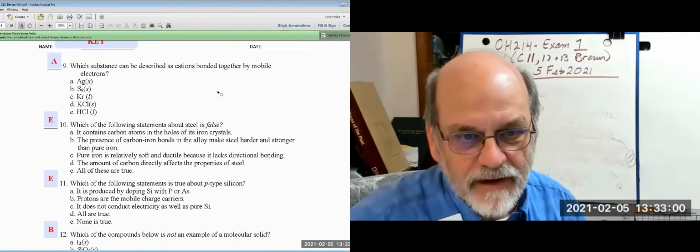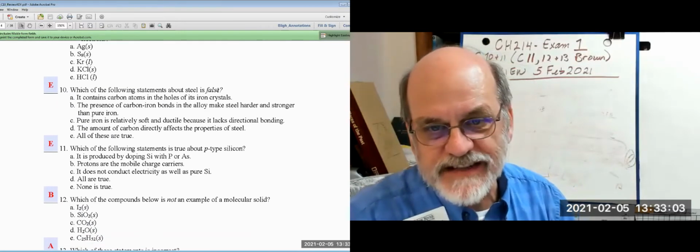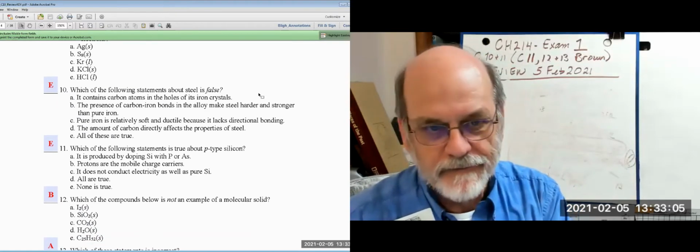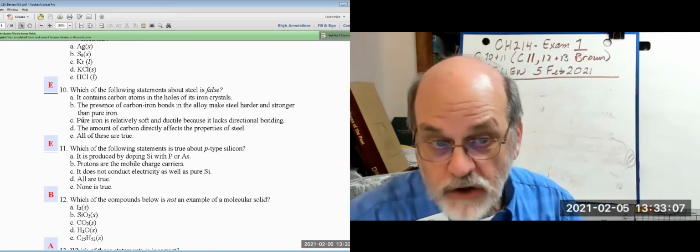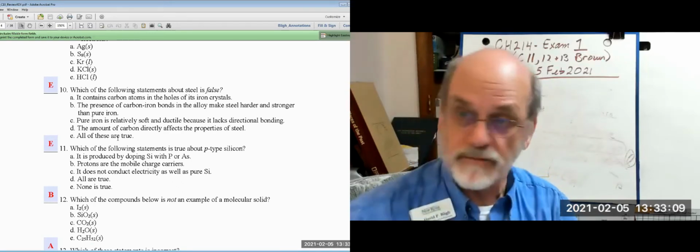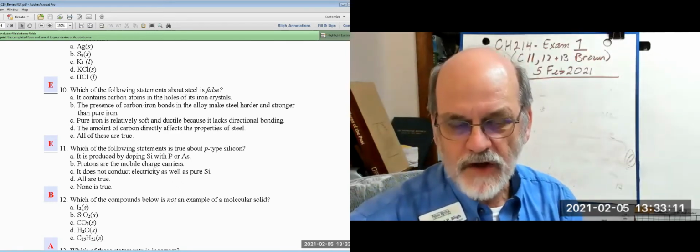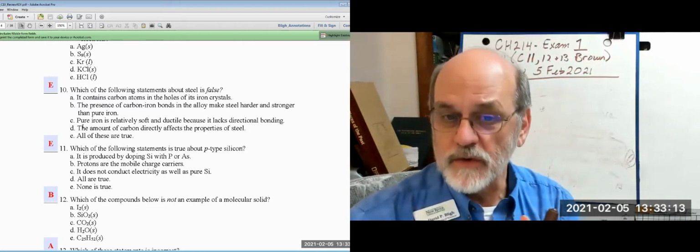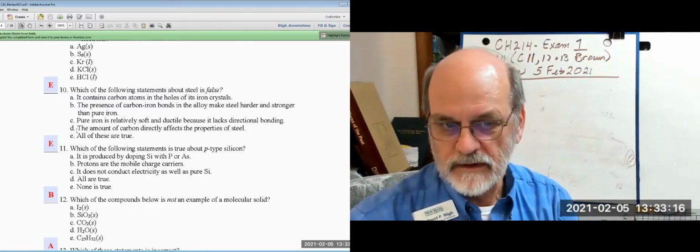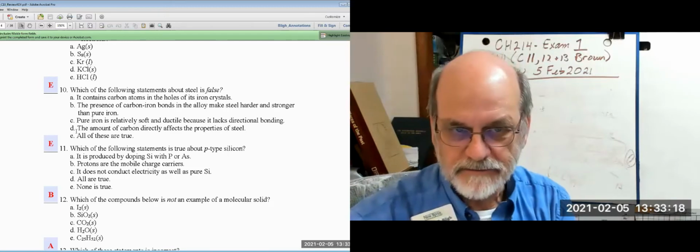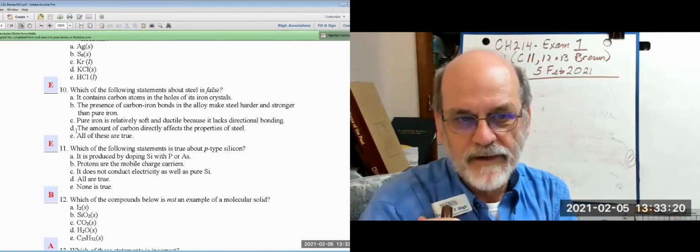How about 10? Which of the following statements about steel is false? So it looks like they could all be true, right? E says all of them could be true. So all we need to do really is find one false one, and that knocks E out. How about A?